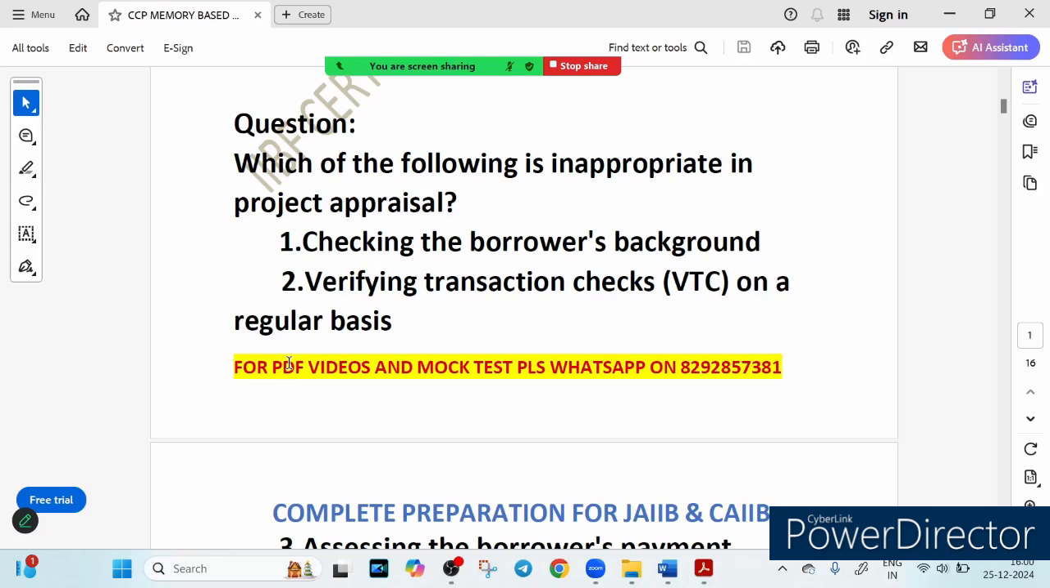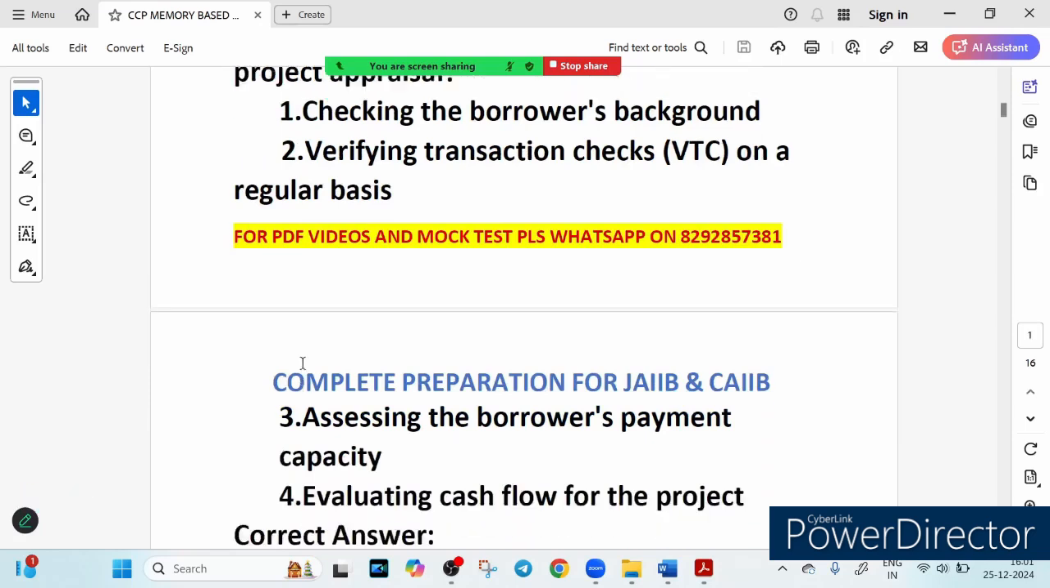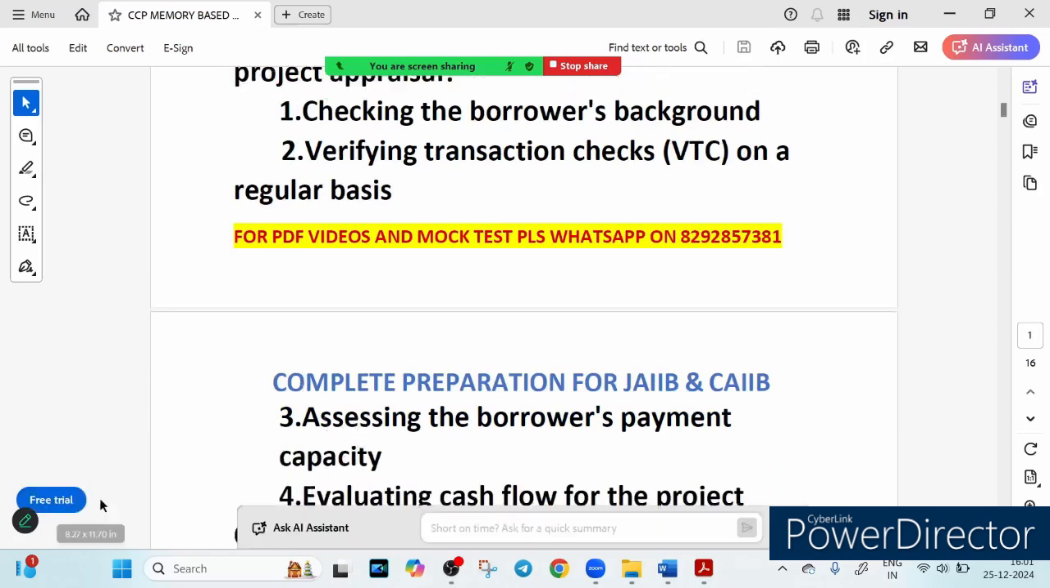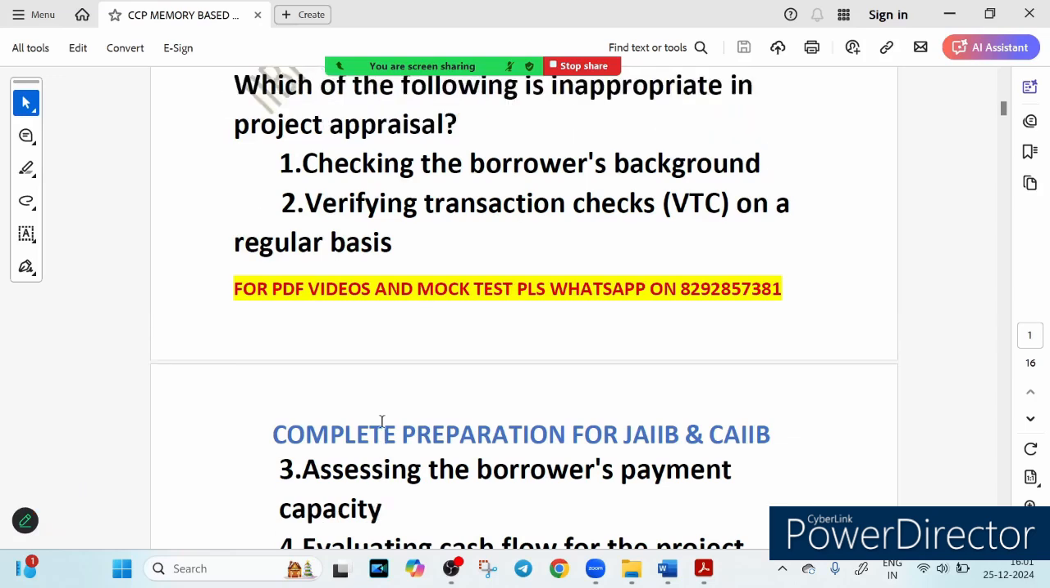So the question is: which of the following is inappropriate in the project appraisal? The first is checking the borrower background. Option 2 says verifying transaction check on a regular basis. Option 3, assessing the borrower's payment capacity, and option 4, evaluating cash flow for the project.